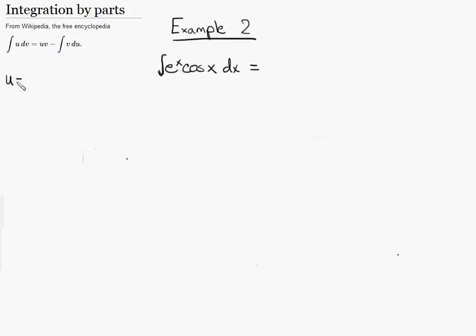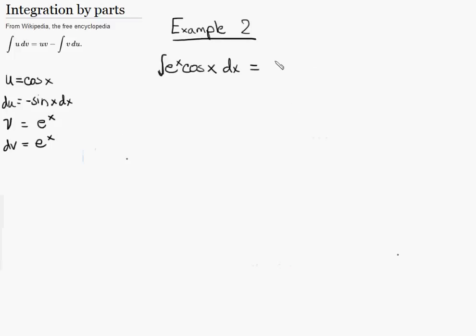So u, in this case, I'm going to let it be equal to cosine of x. That makes du equal to negative sine of x dx. And v is equal to the integral of dv, which we're going to choose to be equal to e to the x. And that makes the integral just e to the x again.